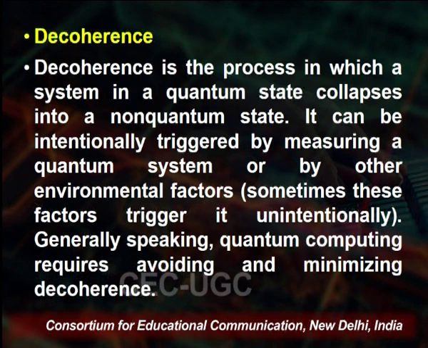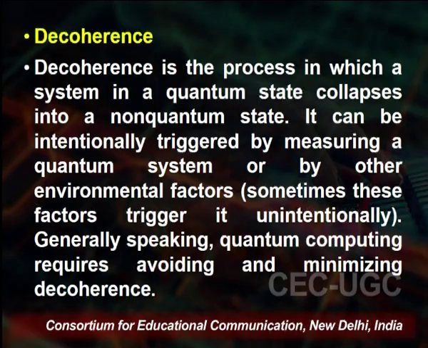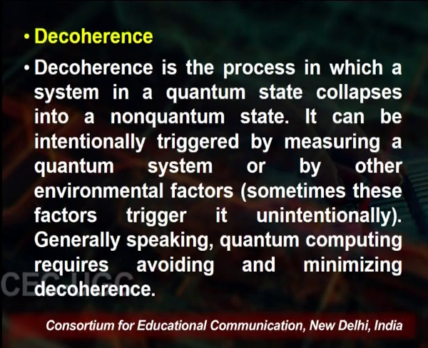So what is decoherence? When a system in a quantum state goes into a non-quantum state. We avoid this whenever we are talking about quantum computing, so we minimize the decoherence. So these four factors are important. First is superposition, second is entanglement, third is interference, and fourth is decoherence. All are important in quantum computing.